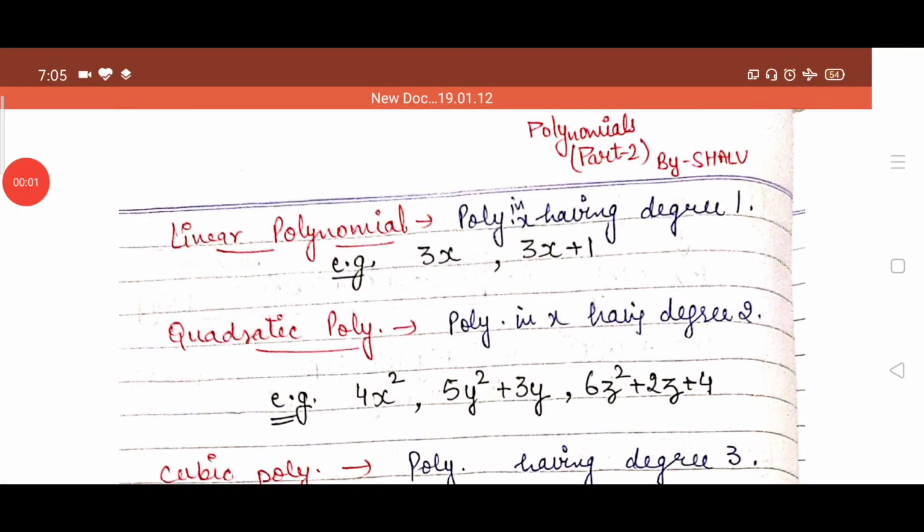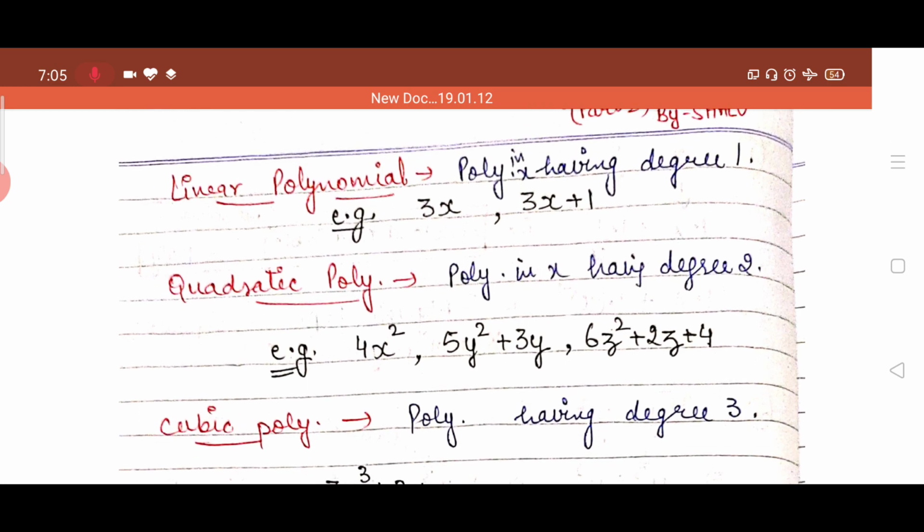Hello students. In our previous class we studied the chapter on polynomials, and we also discussed some terms of polynomials, like what is a constant, what is a variable and a coefficient. We also studied the classification of polynomials in two types: first is number of terms and second is degree of polynomial. I hope you have understood that topic properly. So moving on, let us start our topic further.